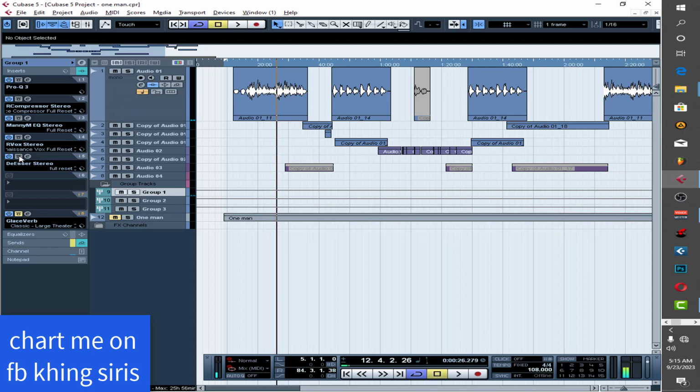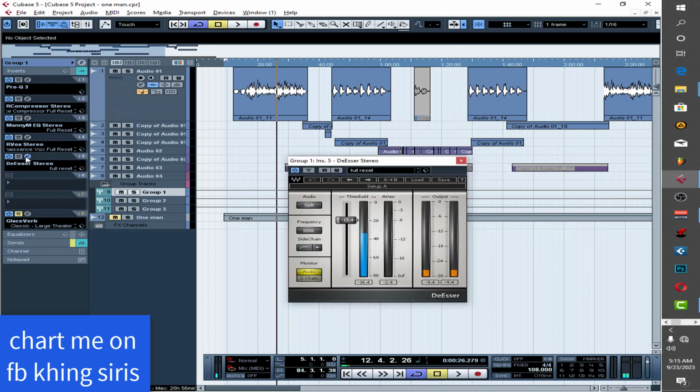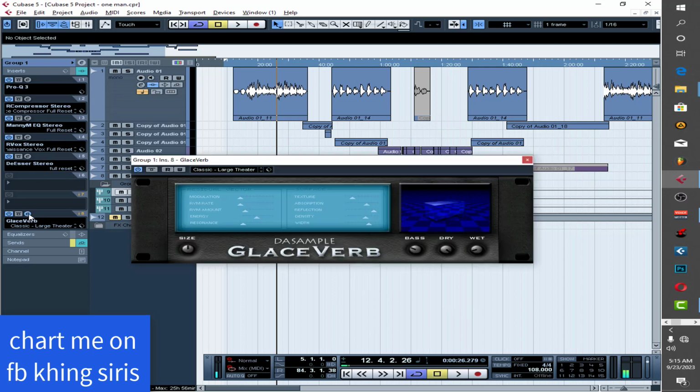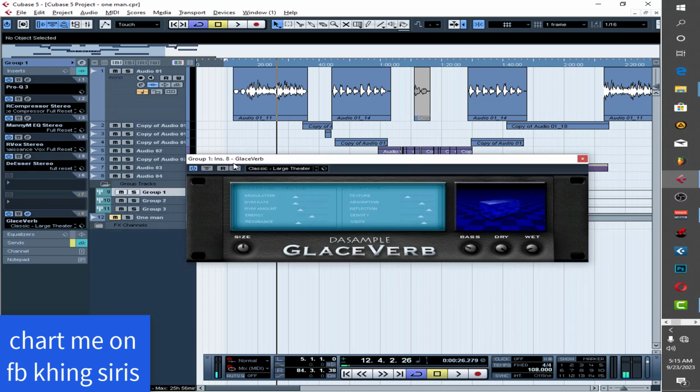Okay, so the next thing is the DSI. You know the work of the DSI, right? So this is at -19.4. And the next thing is reverb. This is the reverb that I'm using over here. I like this reverb a lot.